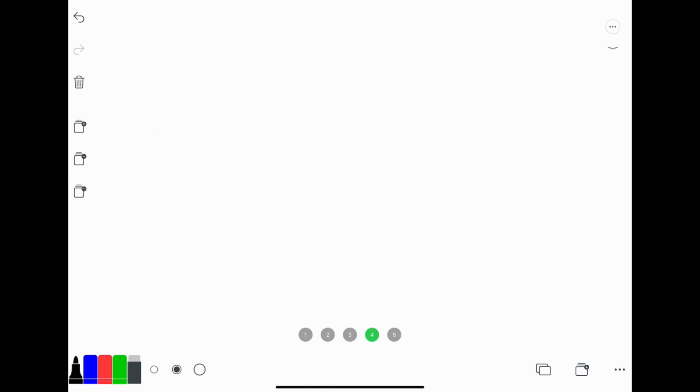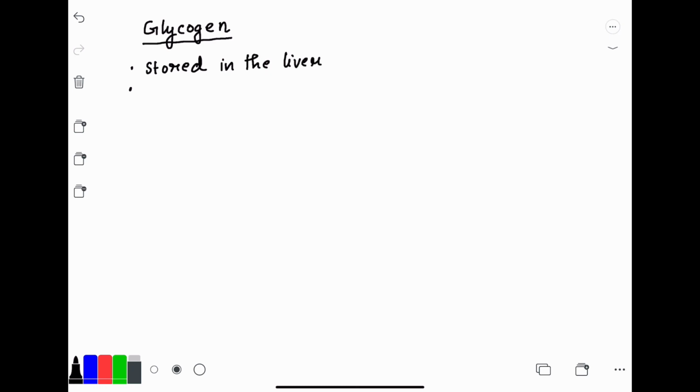So the first one that I'm going to discuss is glycogen. As we already know, glycogen is a storage polysaccharide, the stored form of glucose that is present in animals, and it is stored in the liver. It is a polymer of glucose. The glycogen molecule is very highly branched.